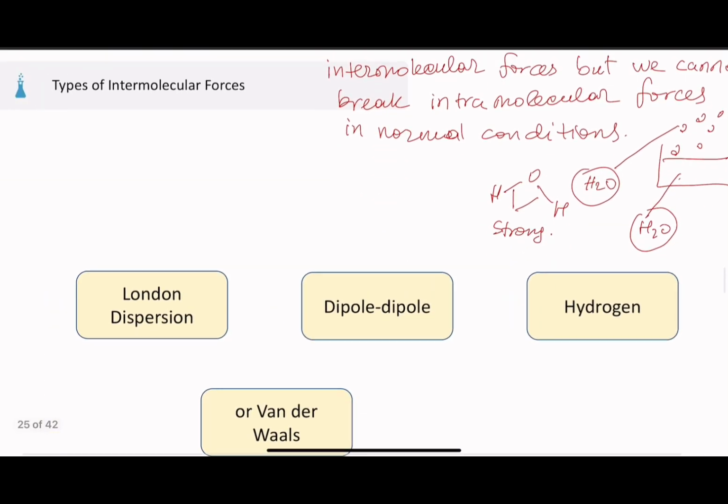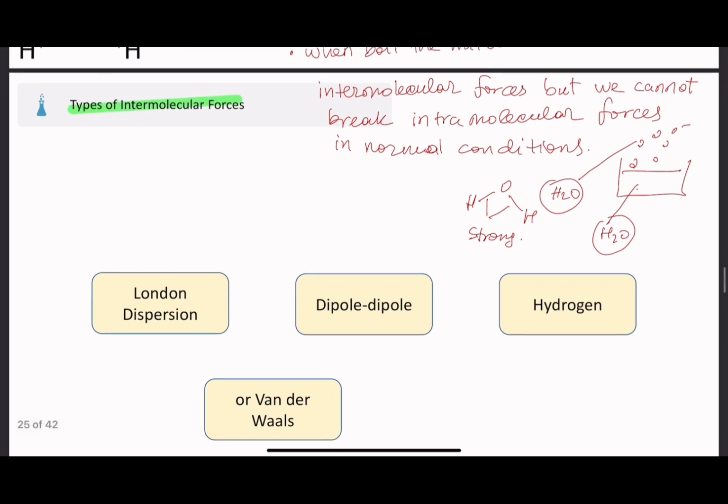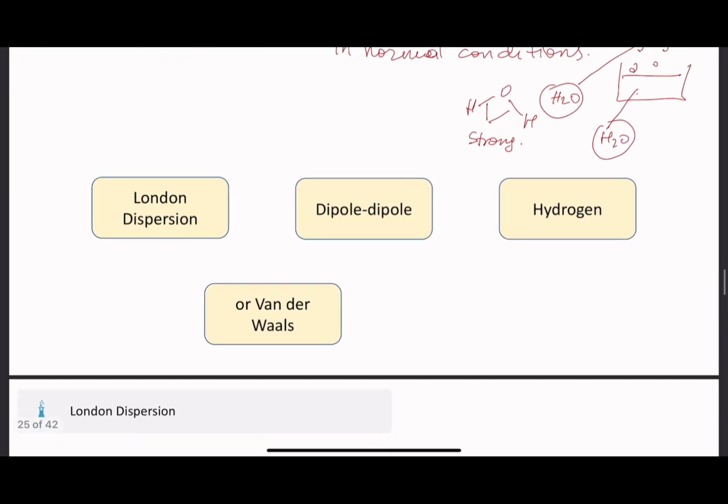Okay, now the types of intermolecular forces. We have three types here. One is the London dispersion, and the other ones are dipole-dipole and hydrogen bonding. Their strengths are like this. The London dispersion is weaker than dipole-dipole, and they're all weaker than hydrogen bonding. In some of the literature, they say London dispersion and dipole-dipole altogether are called van der Waals.